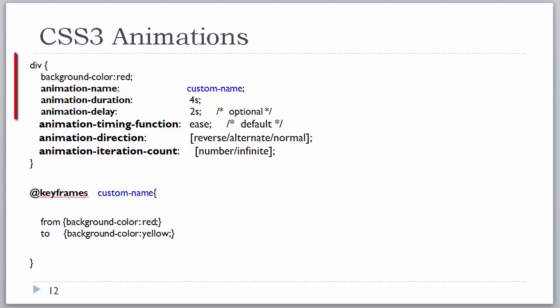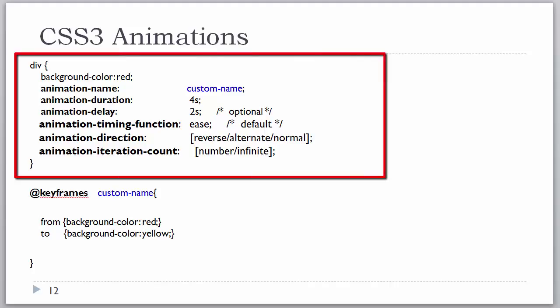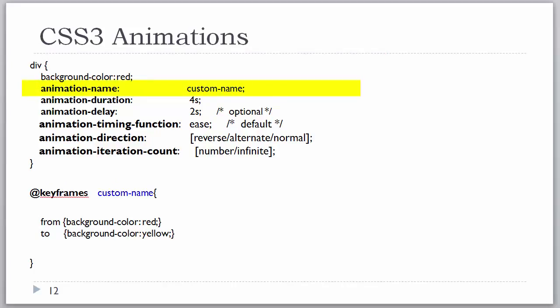Here we have some properties set for a div. We have a background color, and we have several animation CSS properties that refer to aspects of the animation. You can also use a shorthand for this. Animation name, that's a custom name, whatever you want to call it. The duration, similar to a transition duration. A delay, similar to a delay in a transition, which is optional. So at minimum, you need the name and the duration, and that's all you need.